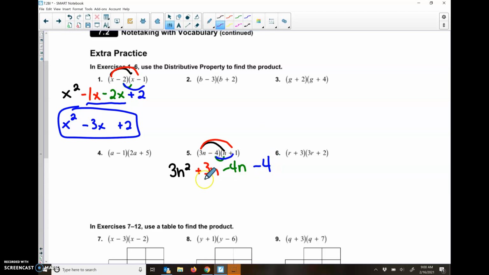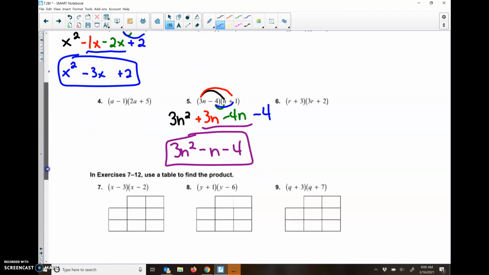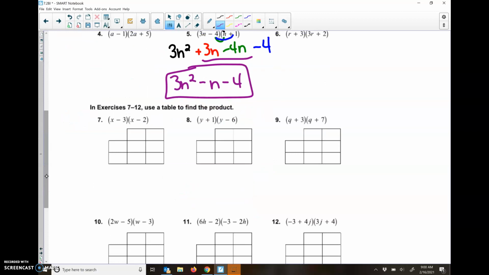Again, if we did it correctly, we can combine our middle two there. So I get 3n squared minus 1n minus 4. And that's our answer, just multiplying those 4 ways. Okay, so that would be the FOIL method, aka the distributive property. Okay, if you like that problem, go ahead, keep doing it like that.